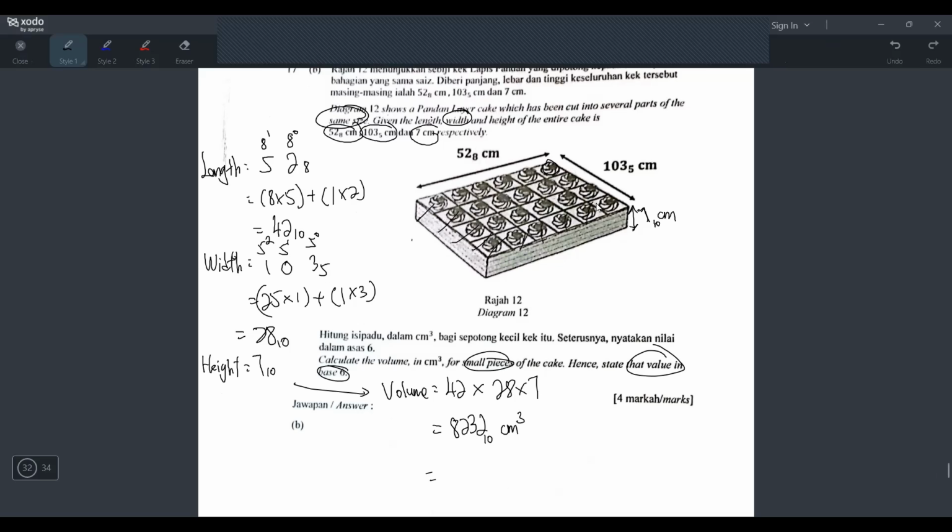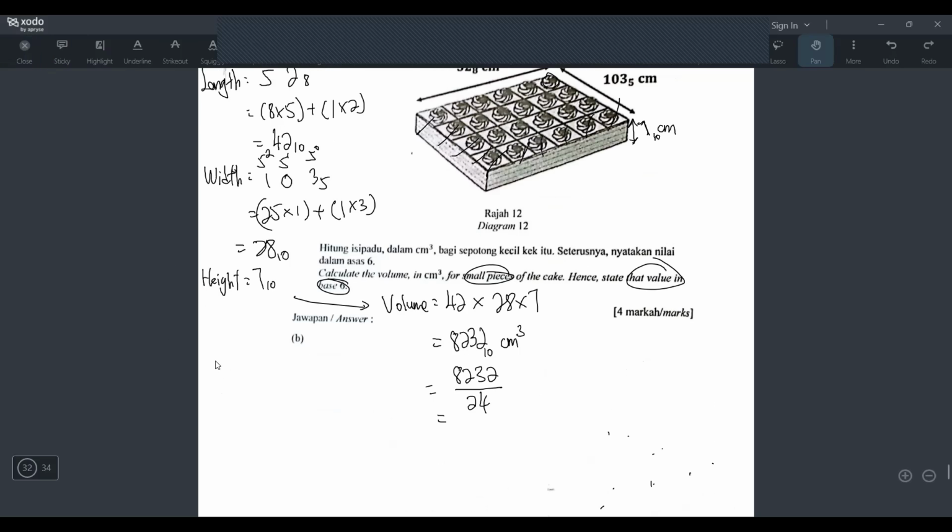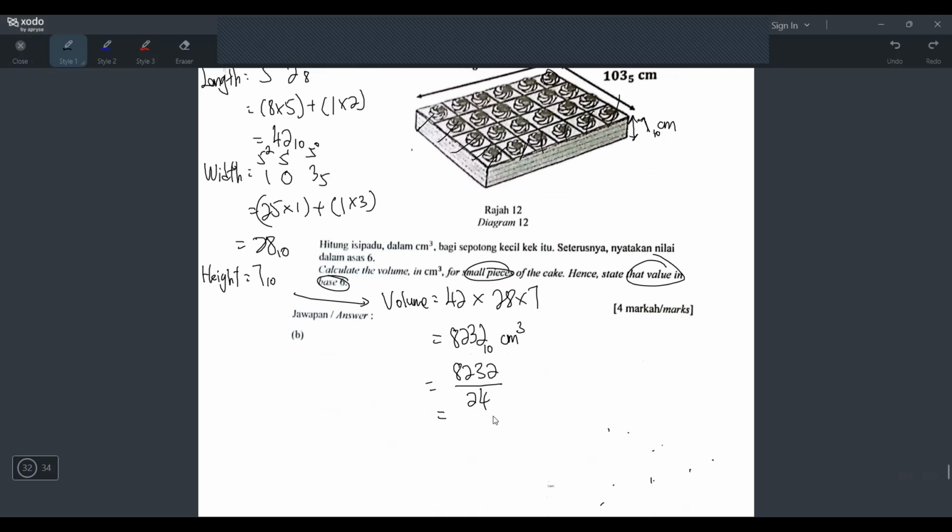1, 2, 3, 4, 5, 6. So we got 24, 4 times 6, right? So you have to take 8232 divided by 24 to get the value for one small cake in base 10. So 8232 divided by 24, you get 343, which is 343 base 10 cm cube.